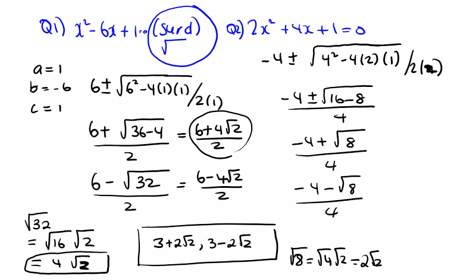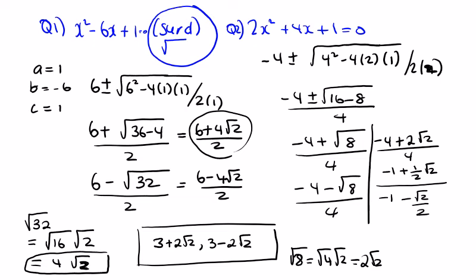So we're going to get minus 4, let's draw a little line here, minus 4 plus 2 root 2 over 4, which is going to give me minus 1, and 2 over 4 is a half, plus a half root 2, or root 2 over 2. I'll write root 2 over 2 for the next part. And we're going to get minus 1 minus root 2 over 2, or a half root 2. So these will be my two solutions for the second question.